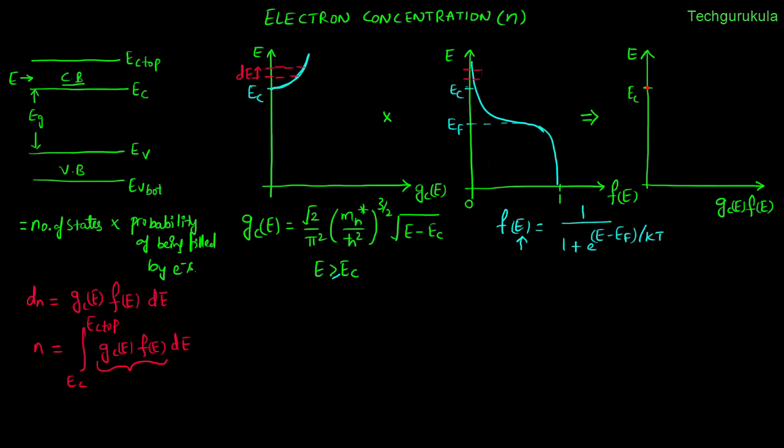And as E is increasing, f of E is decreasing. So initially the product would increase, and later the dominance of the Fermi-Dirac distribution function comes into the picture, where it steeply drops towards 0. Now we are basically finding the area under this curve, which would give us the electron concentration in the conduction band, which is n. And we can observe from this plot that the function is approaching 0 even before it reaches EC top. So instead of taking EC top as the upper limit, we can take infinity as well, so that it doesn't change the result.